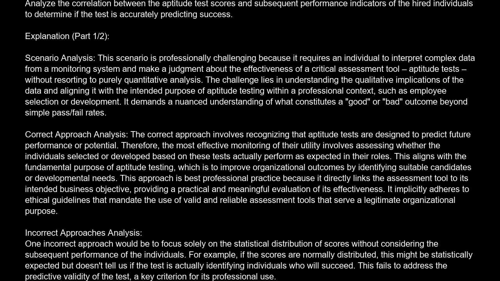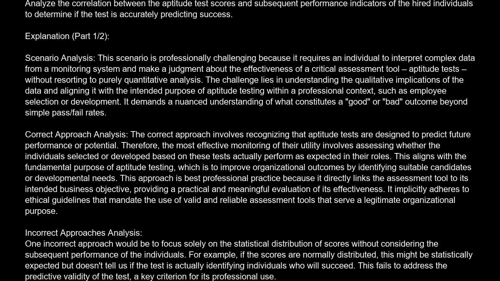It implicitly adheres to ethical guidelines that mandate the use of valid and reliable assessment tools that serve a legitimate organizational purpose. Incorrect approaches analysis. One incorrect approach would be to focus solely on the statistical distribution of scores, without considering the subsequent performance of the individuals. For example, if the scores are normally distributed, this might be statistically expected, but doesn't tell us if the test is actually identifying individuals who will succeed. This fails to address the predictive validity of the test, a key criterion for its professional use.